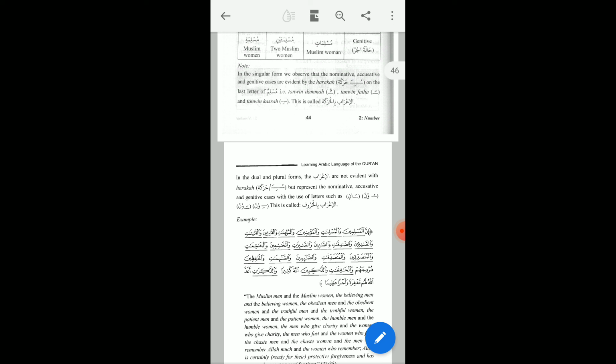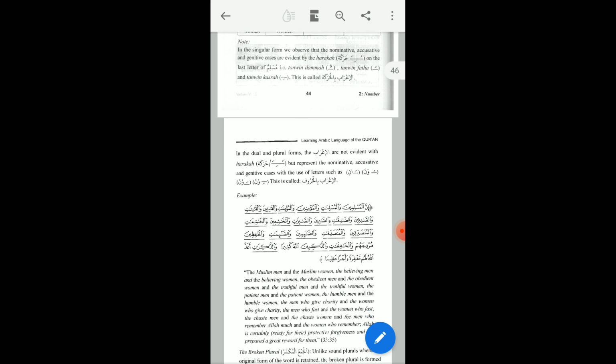Al-i'rab bil haraka. For example, we say al-kitabu, I gave dhamma to ba, it means I made it subject. Al-kitaba, I gave fatha to ba, it means I made it object of the verb. Al-kitabi, I gave kasra to ba, it means I made it object of a preposition. So it is al-i'rab bil haraka. Haraka means fatha, kasra, and dhamma, they are called harakat.